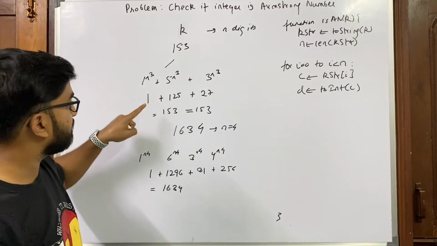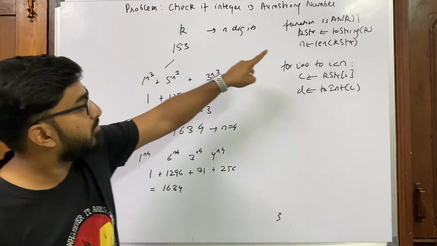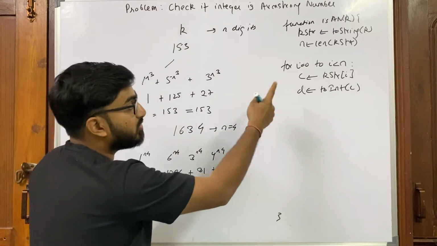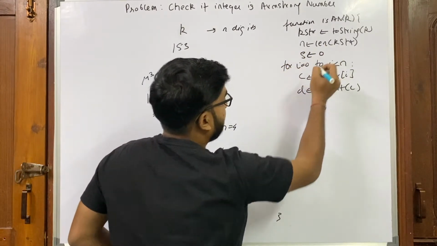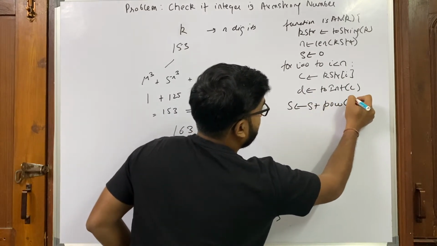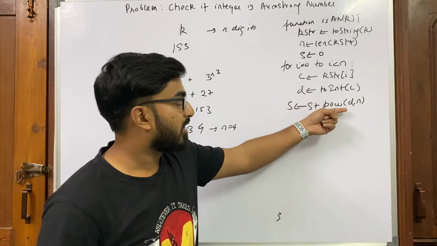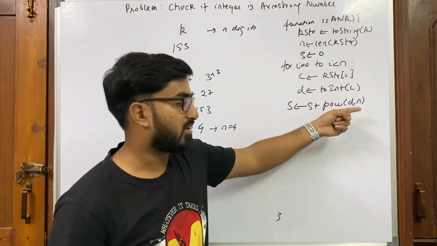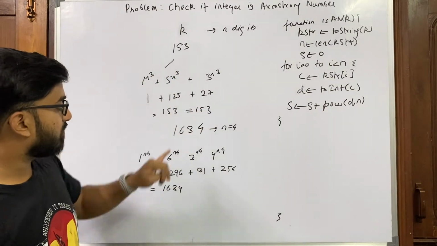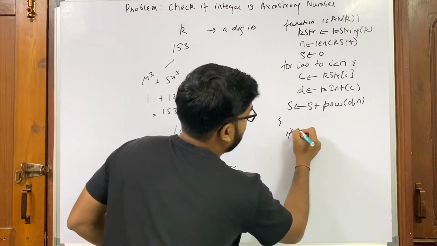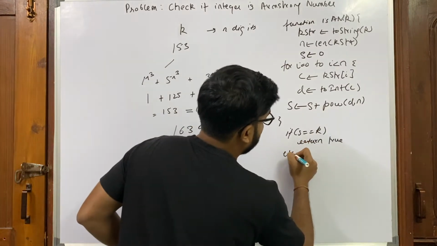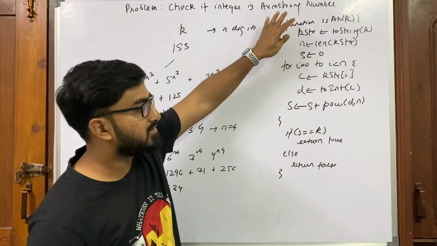I have to raise this digit to the power of the number of digits, which is n. So I have to calculate d to the power n, and then add it to a sum. I'll take a sum starting at 0. So sum is sum plus power of d to n. Power is a method that calculates d to the power n, and we have this method in our programming languages, so we don't need to write it separately. Finally, the last check: if this sum is equal to our original value k, you return true, else you return false.